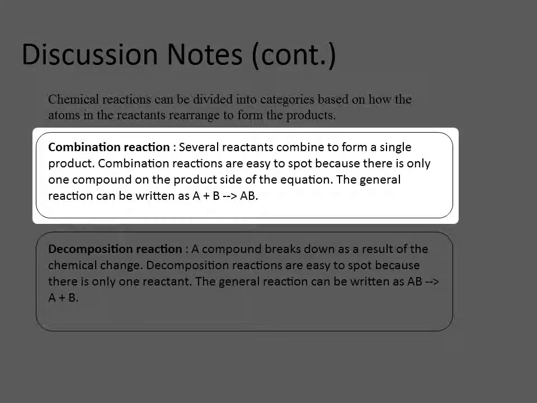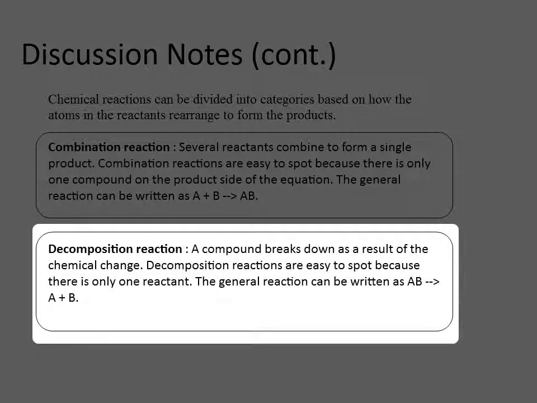In a combination reaction, several reactants combine to form a single product. Combination reactions are easy to spot because there is only one compound on the product side of the equation. The general reaction can be written as substance A reacts with substance B to produce substance AB.